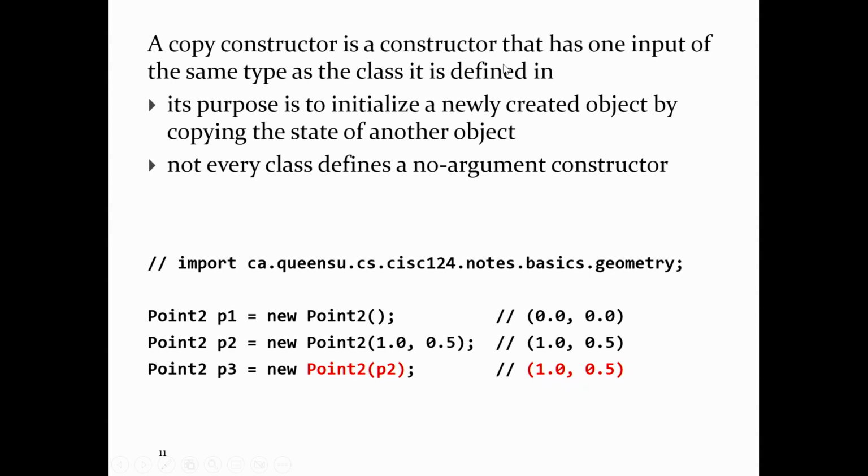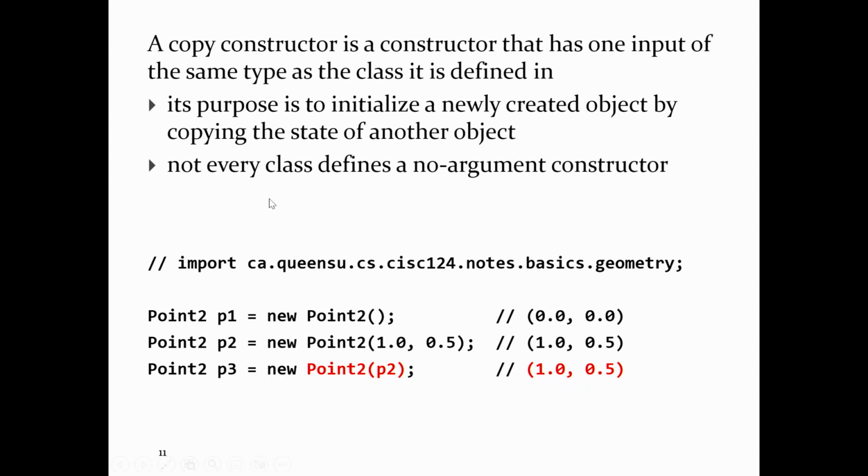The copy constructor is a constructor that has exactly one input. The type of the input, or the argument, is always the same as the name of the class. So the type of this argument here is always Point2. The purpose of a copy constructor is to initialize a new object by copying an existing object.